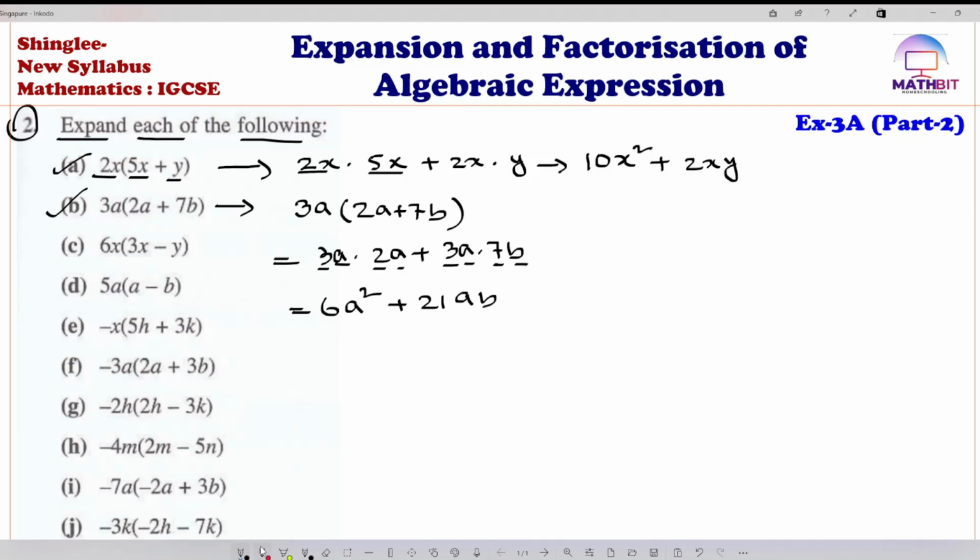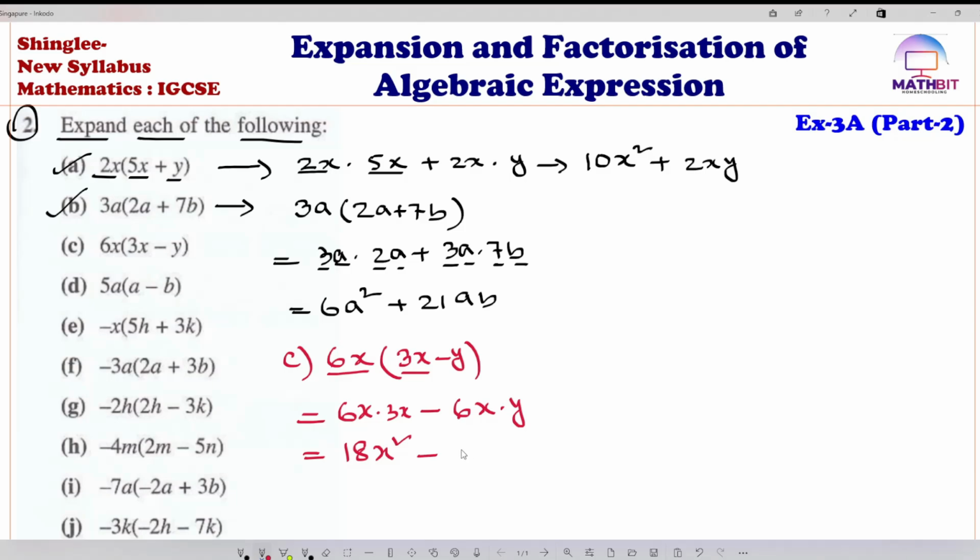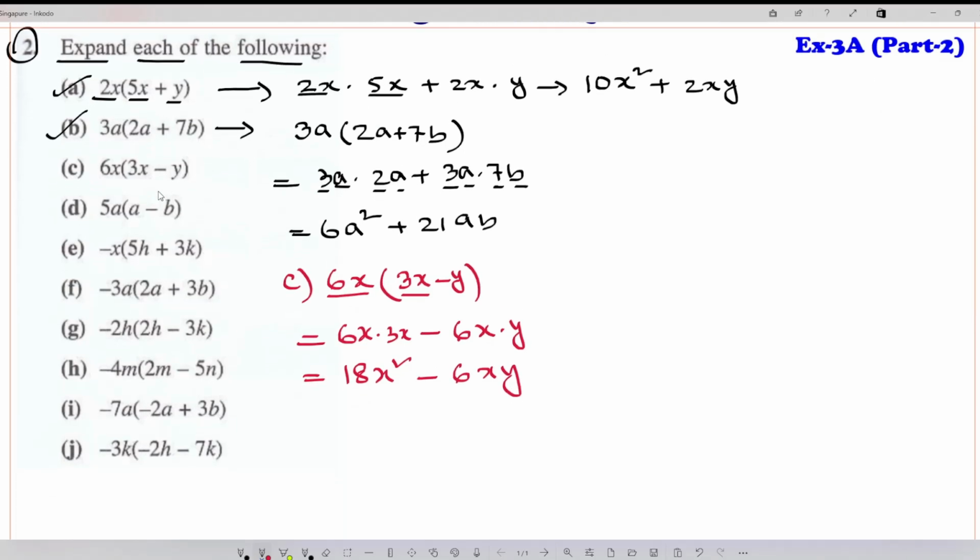Number C, here is 6x times (3x minus y). So we can write 6x times 3x minus 6x times y. So 6 and 3 will be 18, x and x is x square, and here is 6xy, right? C done.